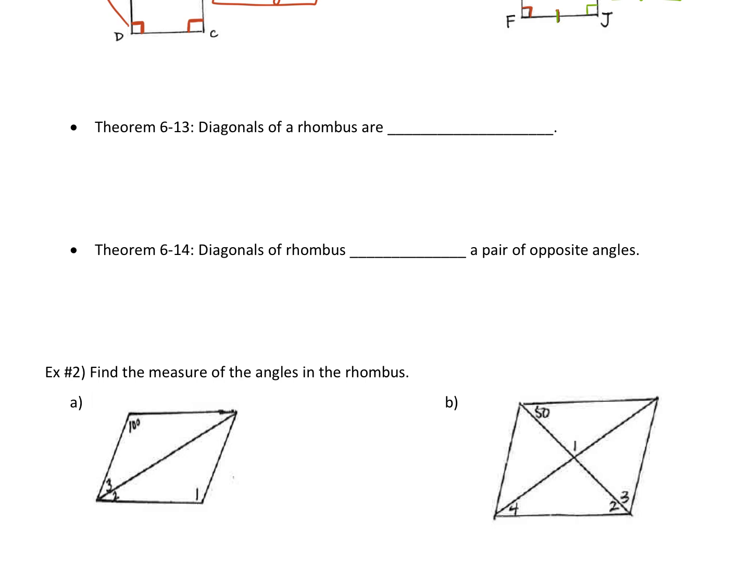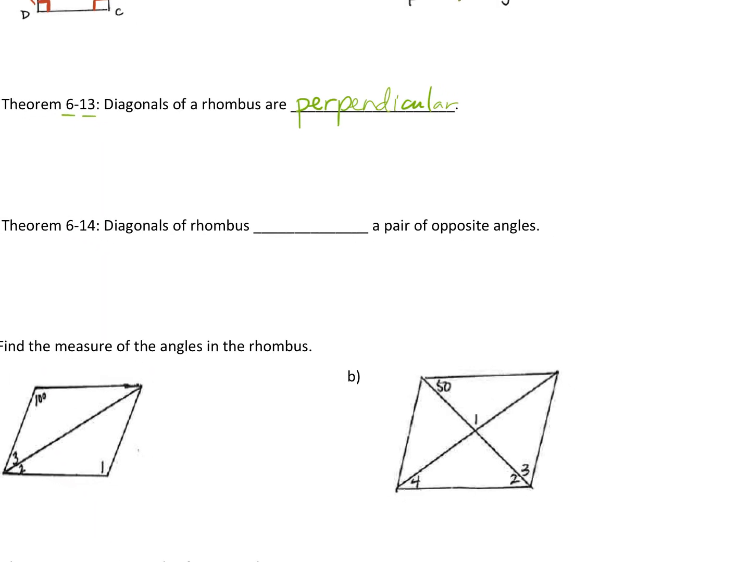So here are a couple theorems that you're going to use to find missing angle measures and things like that. The first one is Theorem 6.13. You don't need to memorize the number. It's just saying we're in chapter 6 and this is the 13th theorem that you've learned in this chapter. So don't worry about the number. But it says diagonals of a rhombus are perpendicular. Okay, let me show you what that looks like.